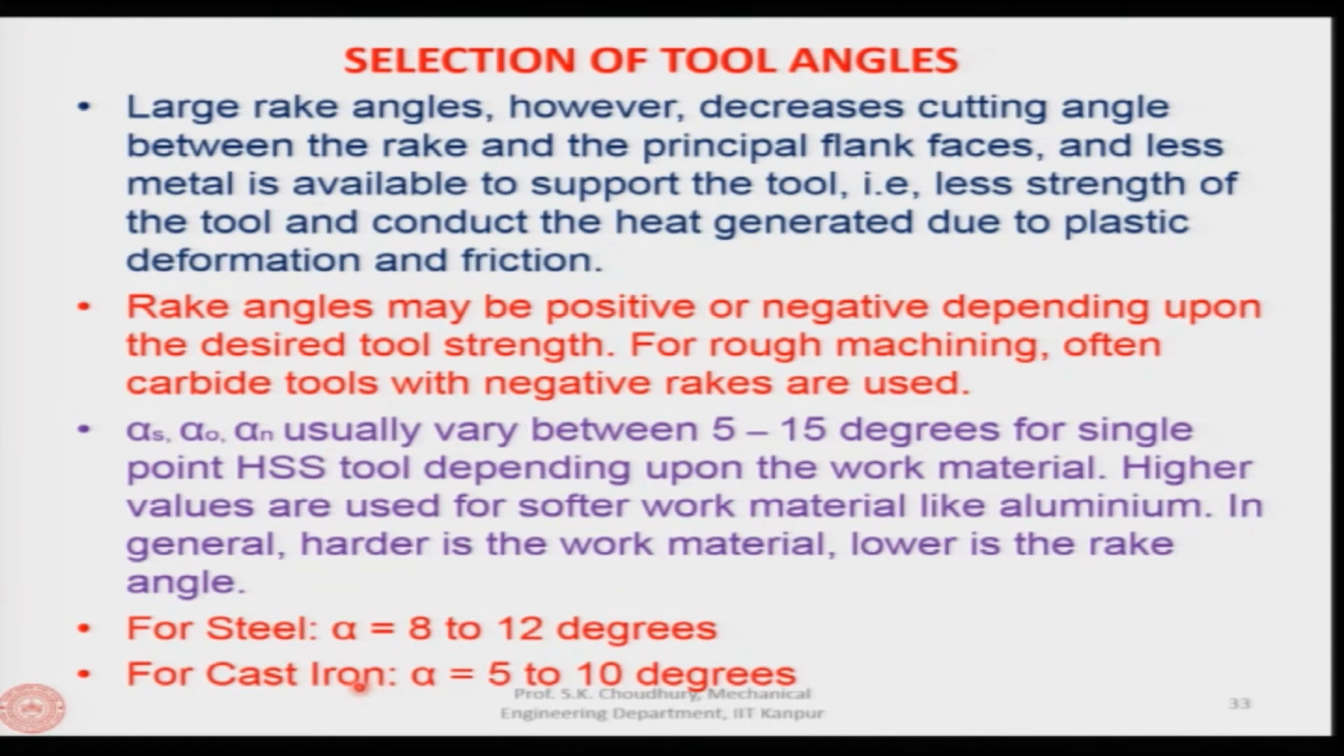For cast iron, this is a hard material, supposed to be brittle. So, the alpha is between 5 to 10 degrees. This is the normal recommendation, but again you have to judiciously find out which value you will be exactly using, depending on the condition of the machining and on the combination of the tool and the workpiece material.